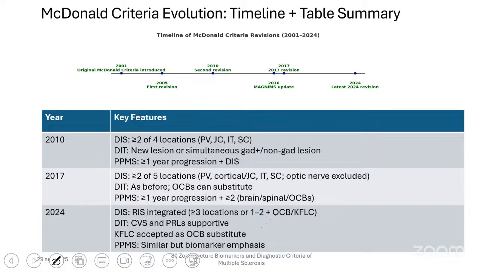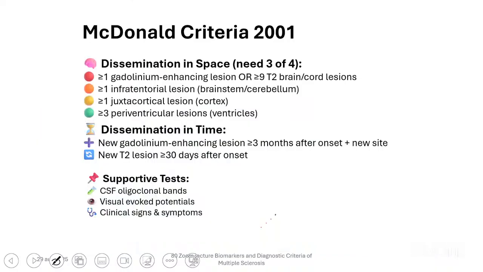so the key features which are listed here, but we'll again discuss subsequently. So what happens? Need 3 out of 4 in the 2001 criteria, more than one gadolinium enhancing lesion or more than 9 T2 brain cord lesions. So we started counting all the lesions. More than one infratentorial lesion, brainstem or cerebellum, more than one juxtacortical lesion, more than 3 periventricular lesions, ventricles.